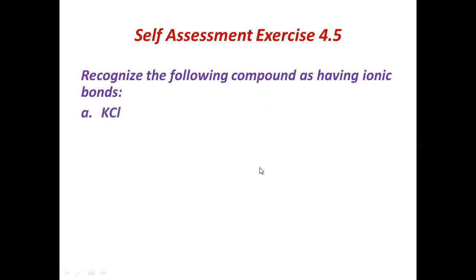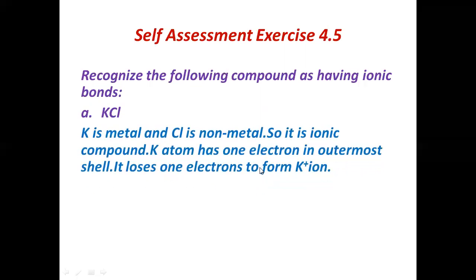The first case is potassium chloride. Potassium is a metal and it is present in the first group of the periodic table, and chlorine is a non-metal. It is present in group 7 of the periodic table. So it is an ionic compound because a metal and a non-metal are there.